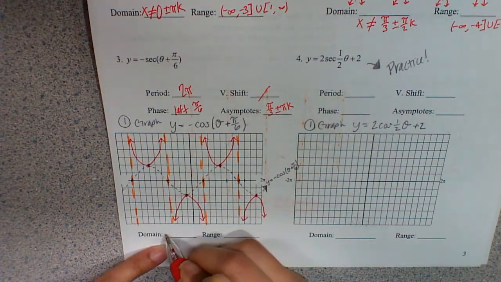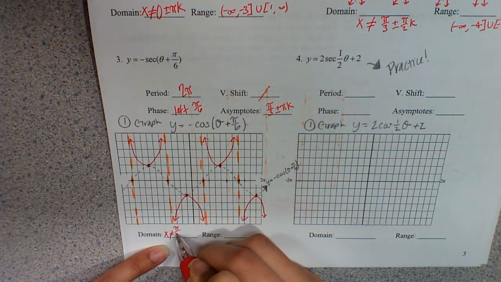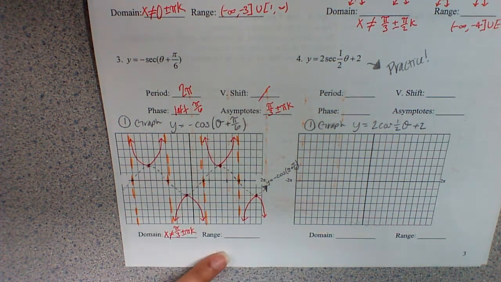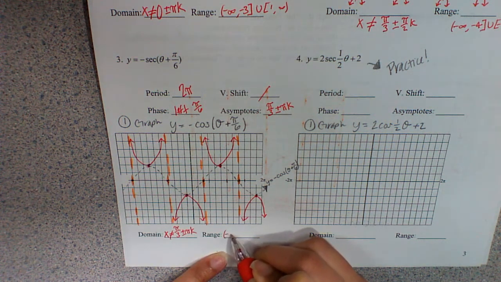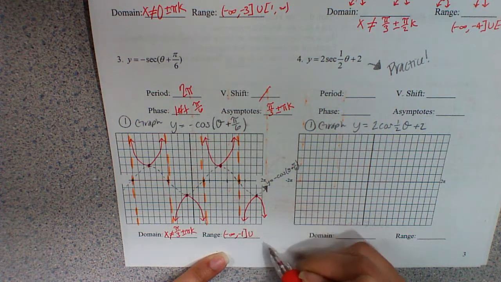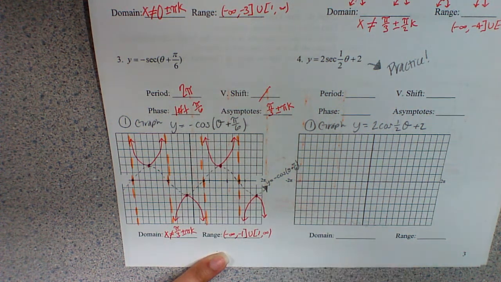So now my domain is going to be x does not equal what we just wrote down, pi over 3 plus or minus pi times k. And our range is going to be from the bottom to the top, so negative infinity to, that's at -1, hard bracket, union from 1 to infinity. And there we go.